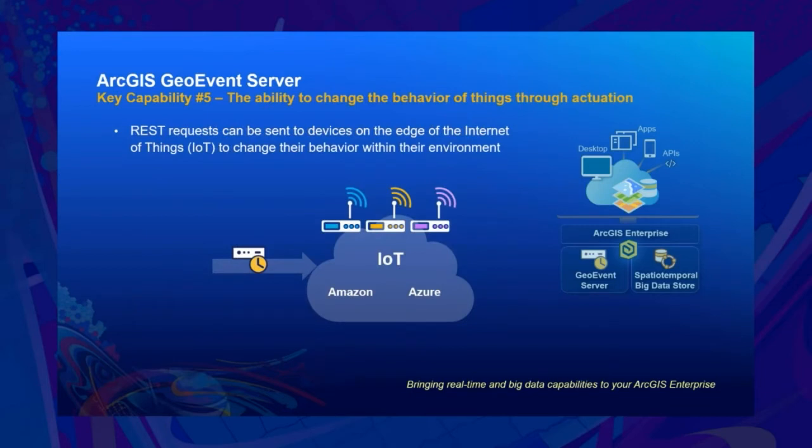We often think of notifications as something such as an email or text message sent to a person, but GeoEvent Server can also be used to facilitate change on network-connected devices. In the example that we see here, different types of processed event data can be used to trigger a response on the corresponding device in the cloud. GeoEvent, for example, may facilitate these types of messages as part of an HTTP POST REST request.